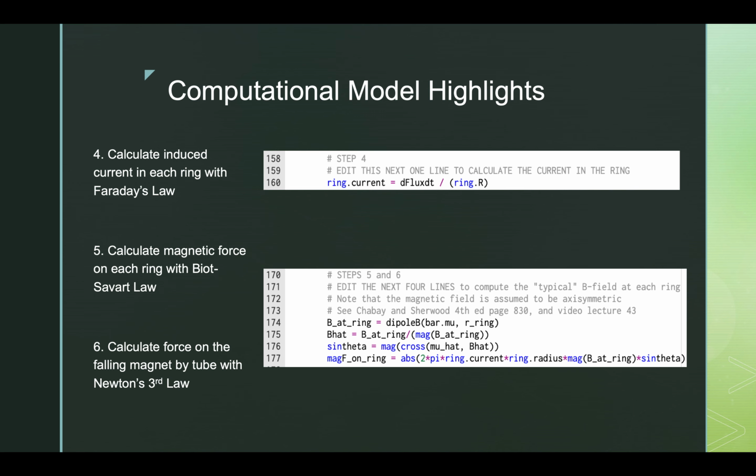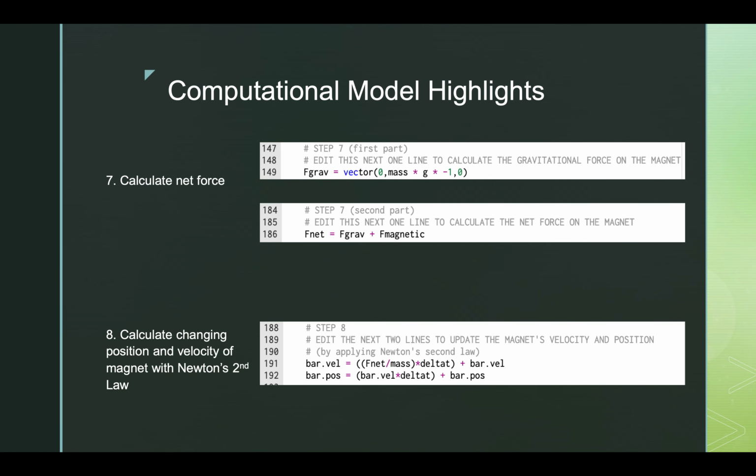I set the magnetic field at each ring equal to the previous expression created for the magnetic field due to a dipole. Then I found B hat by dividing the magnetic field at the ring by its magnitude. I then found the sine of theta using the cross product function between mu hat and B hat. Finally, the magnitude of the force could be calculated.